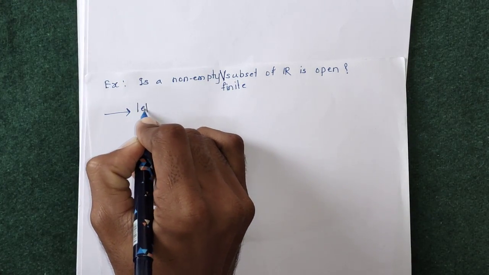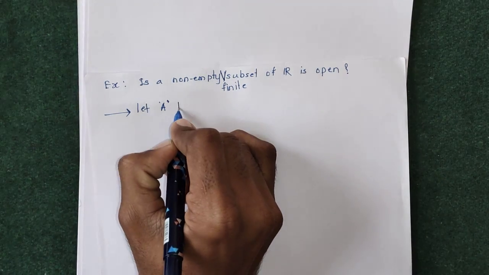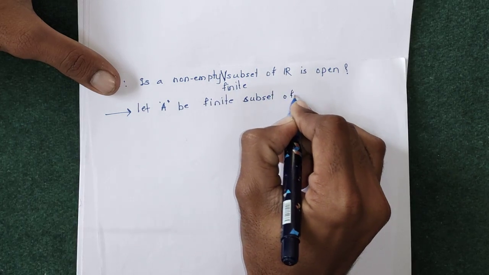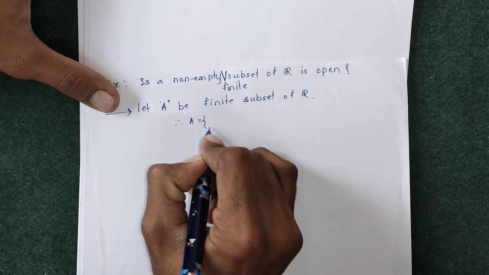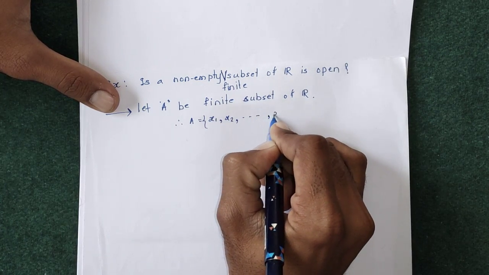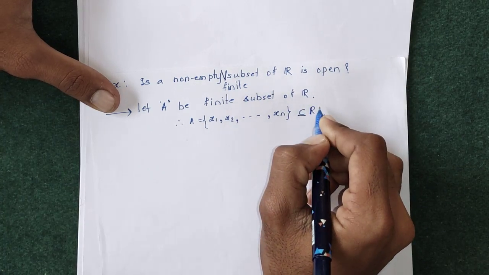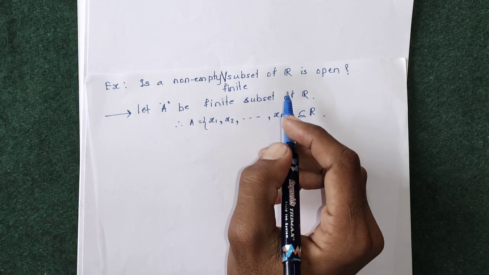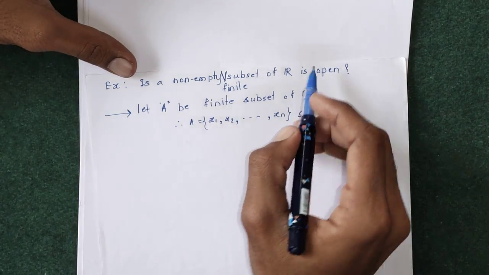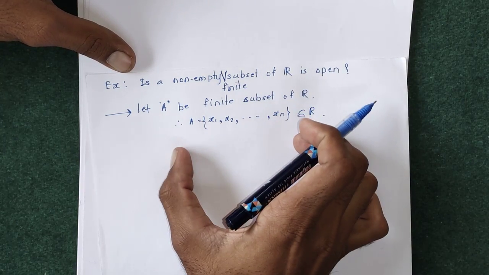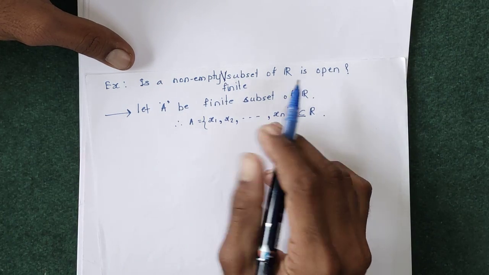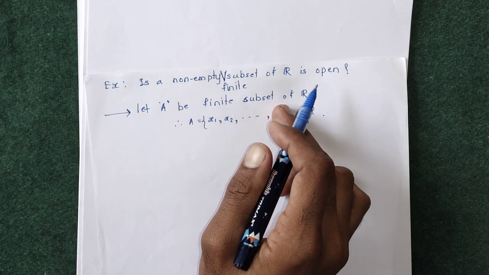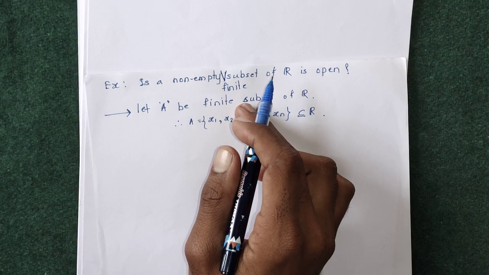Let A be a finite subset of R. So A is of the form, suppose, x1, x2, up to xn. This is a finite subset of R, and we can clearly see that any finite subset of R is not open, because the open sphere in R, that is, if we draw the open sphere in the real line considering any element as center, is an open interval, and an open interval of real numbers contains infinitely many points, but this A has only a finite number of points, so that open sphere does not totally lie inside it. So a finite subset of the metric space R is not an open set.